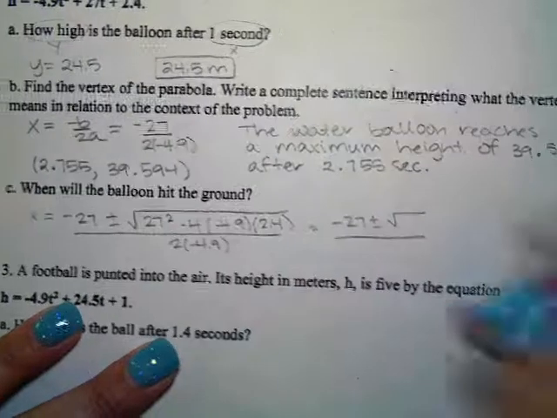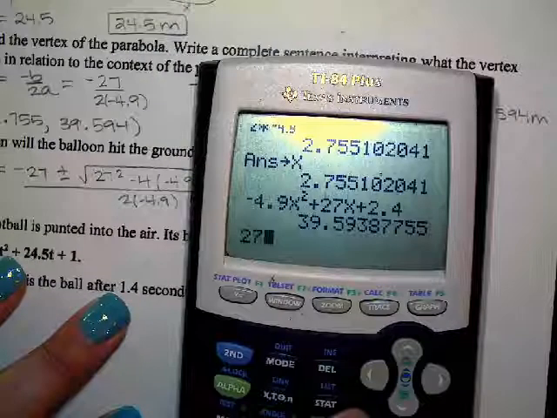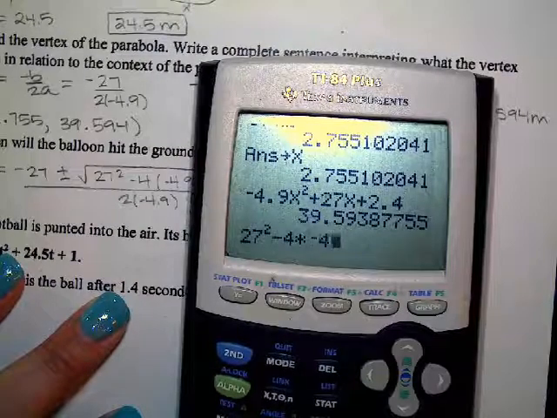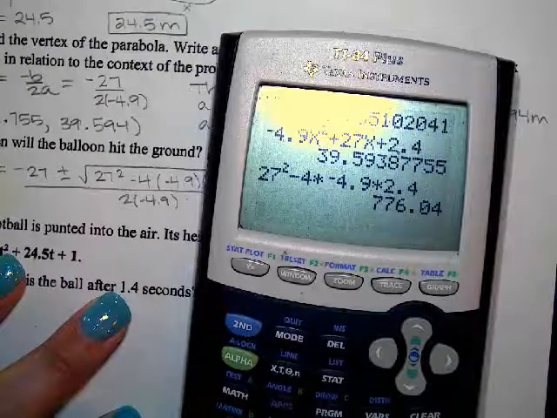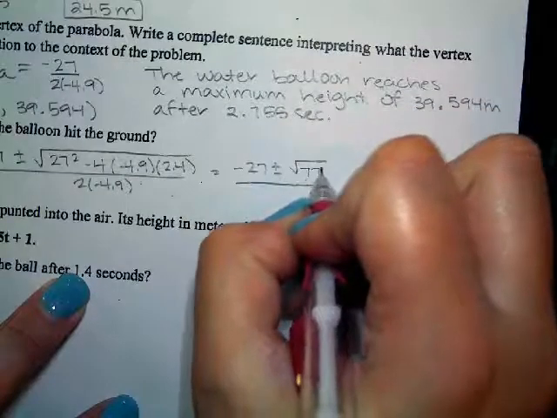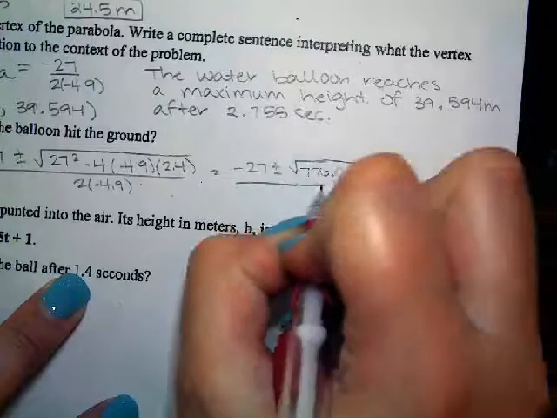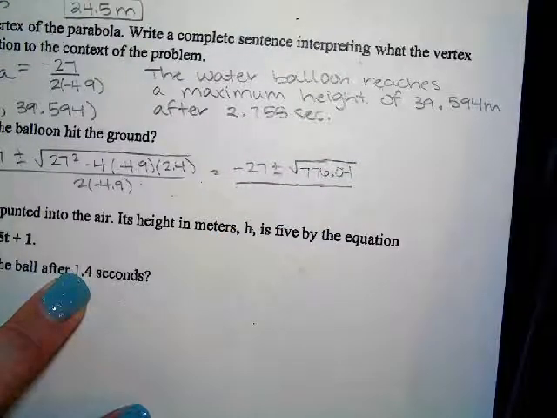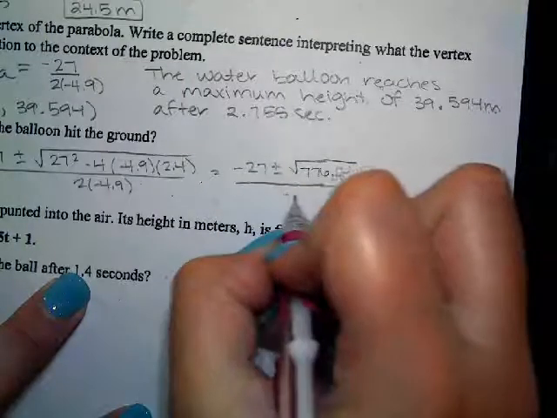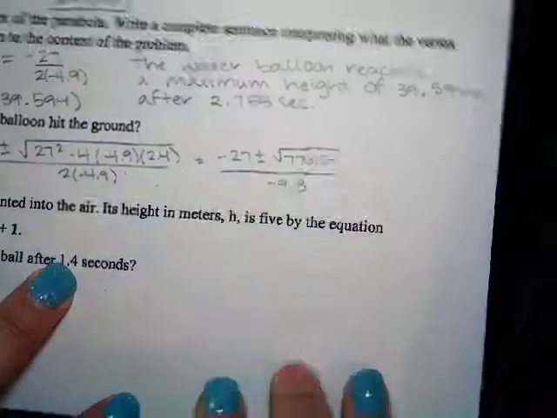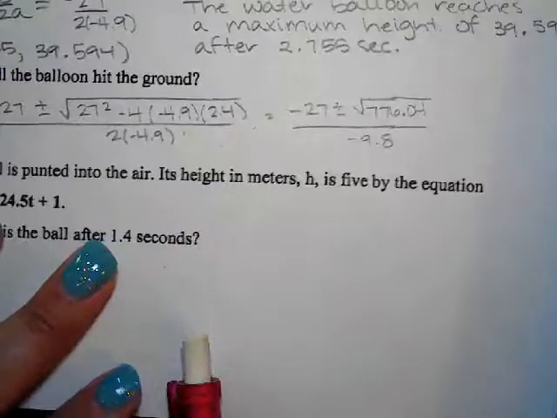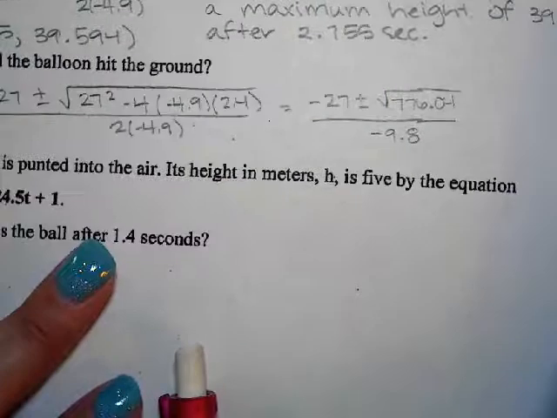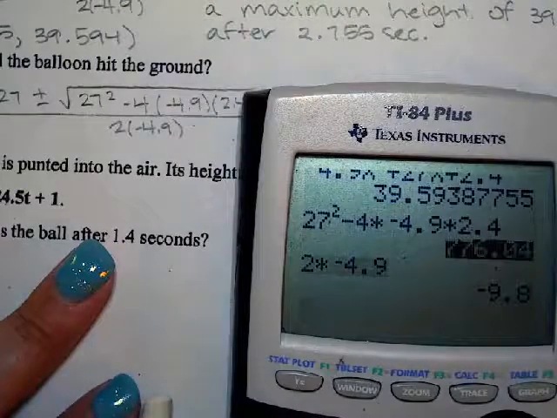Well, this answer is definitely a decimal. Is this what you guys got when you were doing your quadratic formula? Yes. So 27 squared, I'm not done yet, that's just my discriminant, so I did 27 squared minus 4 times negative 4.9 times 2.4, there's my discriminant, my number underneath the square root sign.